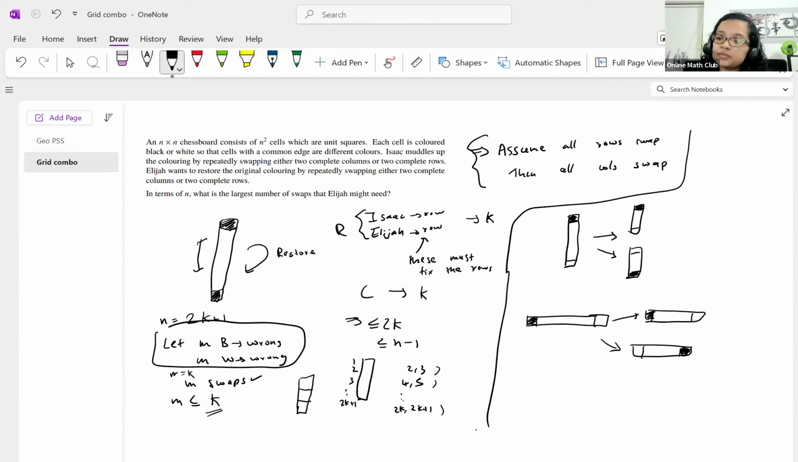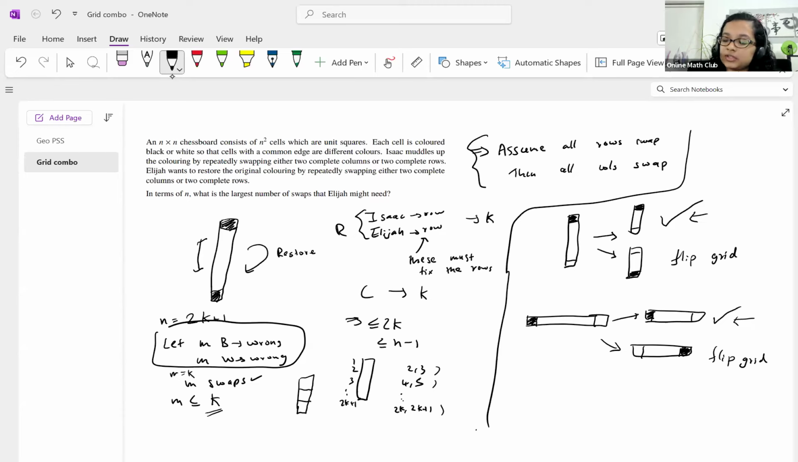So if this happens for all the columns in the first part, then this needs to happen in the second part, because this means that you're going back to the original grid. So when the column swaps happen as well, again you should be going back to the original grid. In the second case, you're flipping the grid because everything is going to its opposite. So then you'll need to flip it again.